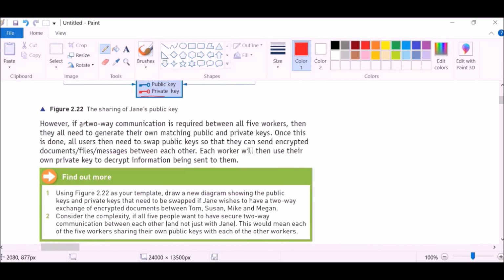However, if a two-way communication is required between all 5 workers, then they all need to generate their own matching public and private keys. Once this is done, all users then need to swap public keys so that they can send encrypted documents, files, and messages between each other. Each worker will then use their own private key to decrypt information being sent to them.